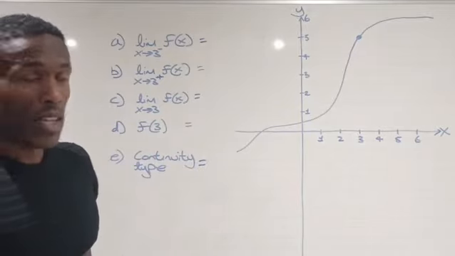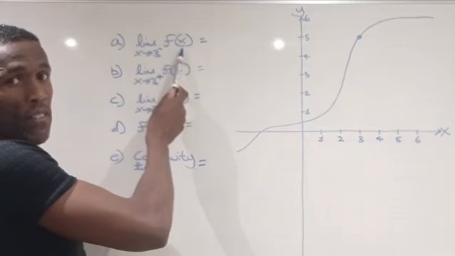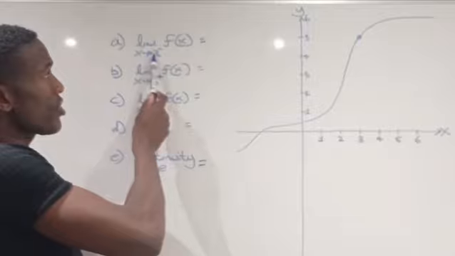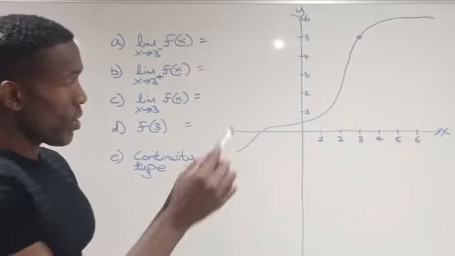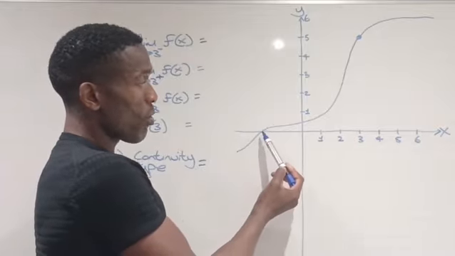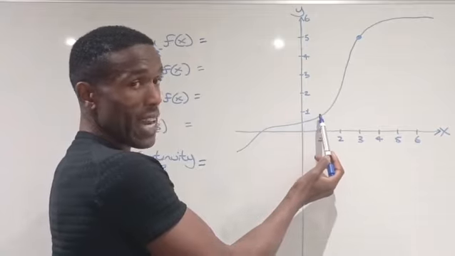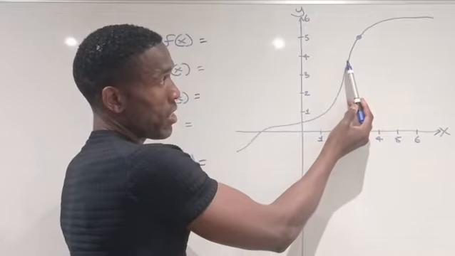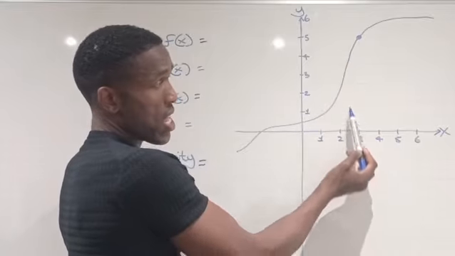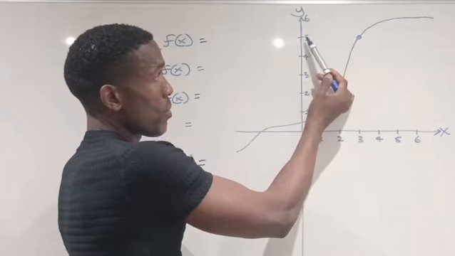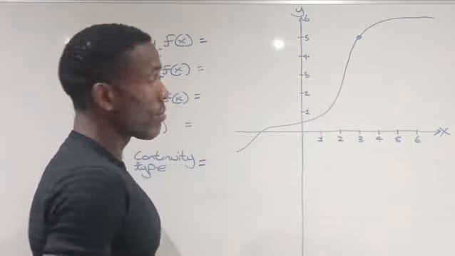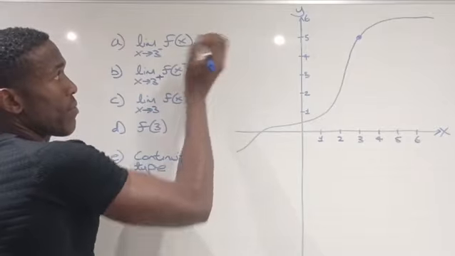The first question asks us, what's the limit of the function as x approaches 3 from the left-hand side? Okay, so what we'll do, we'll find our function, we'll trace the function through from the left-hand side until x equals 3, and we'll see that the corresponding y value is 5. So the answer to that one is 5.